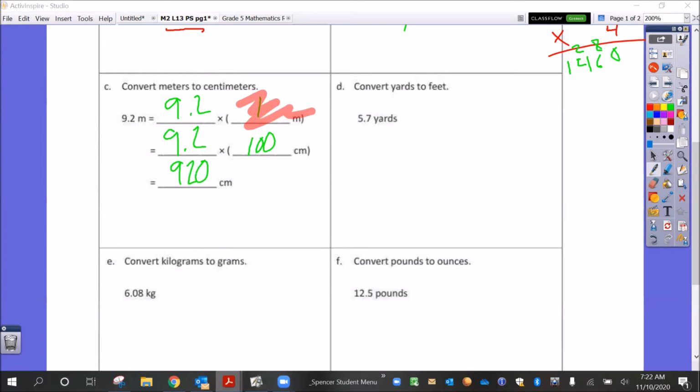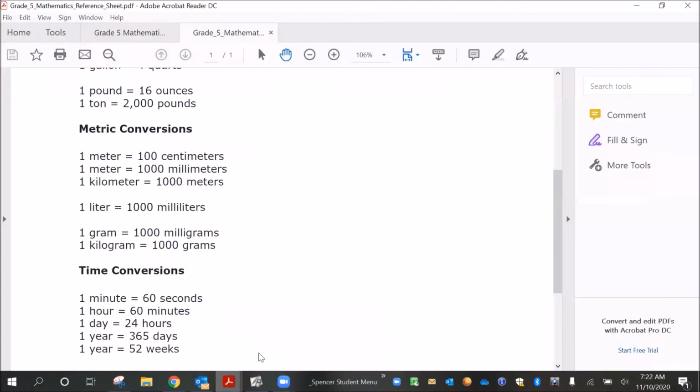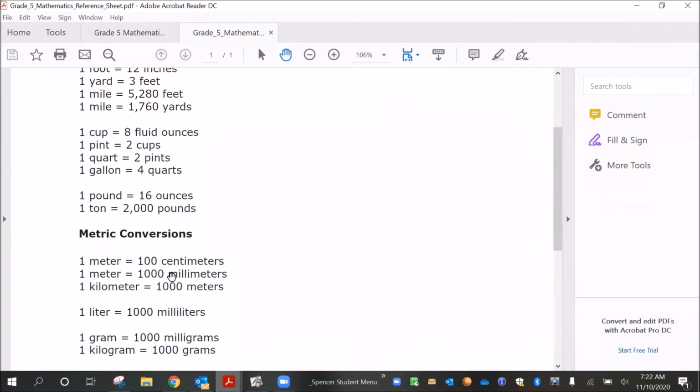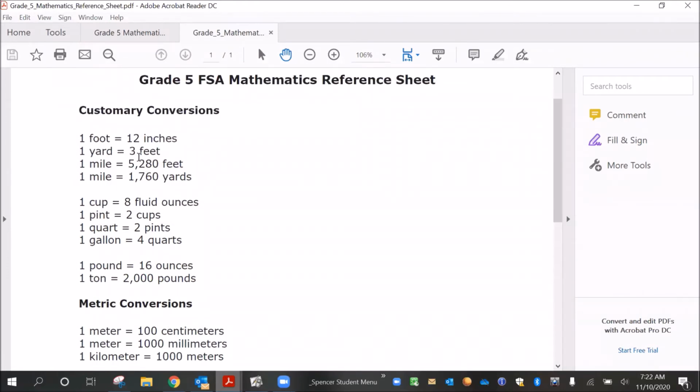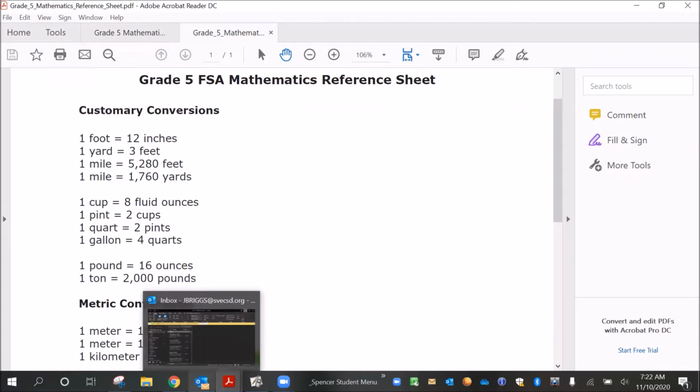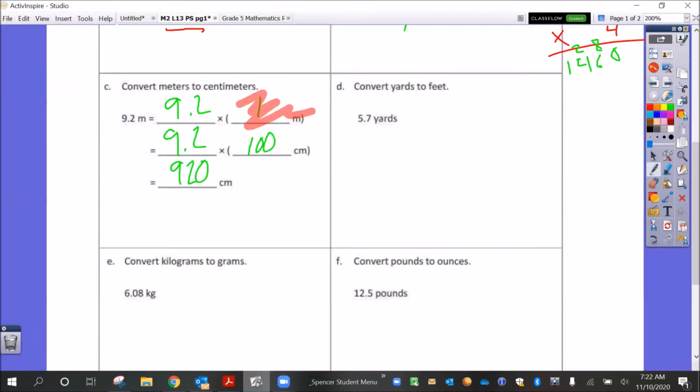All right, now we're going to D, and it says convert yards to feet. Well, once again, let's go to our reference sheet, yards to feet. Football players might know it. Yards to feet, 1 yard equals 3 feet. Great. And now let's go back. 1 yard equals 3 feet. We can skip this sentence if you can just show me the conversion sentence. So it's 5.7 times, well, yards to feet. Well, we said each yard needs to be multiplied by 3. And we're just going to represent that unit as 3 feet.